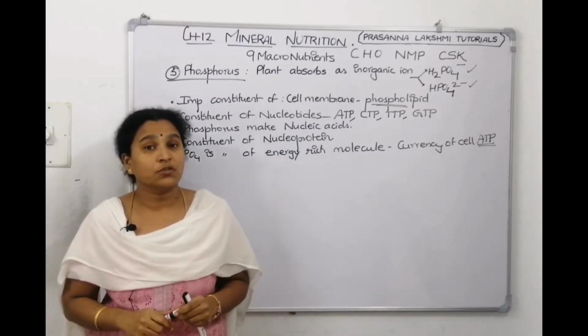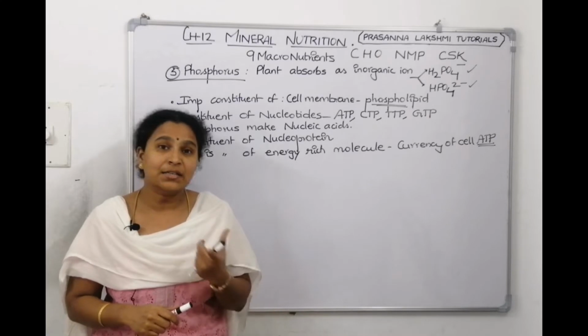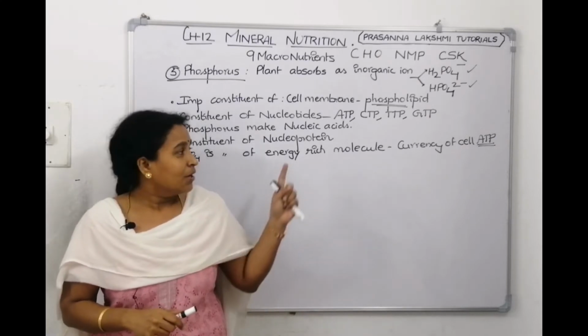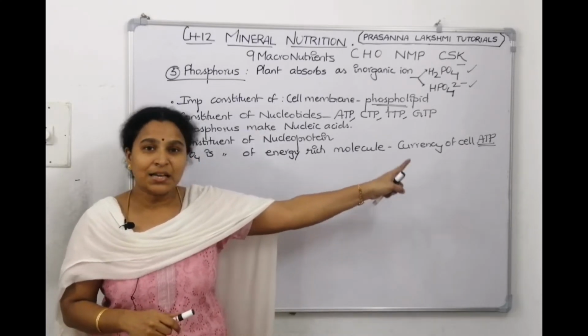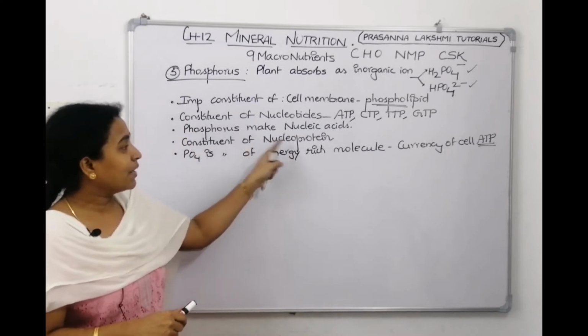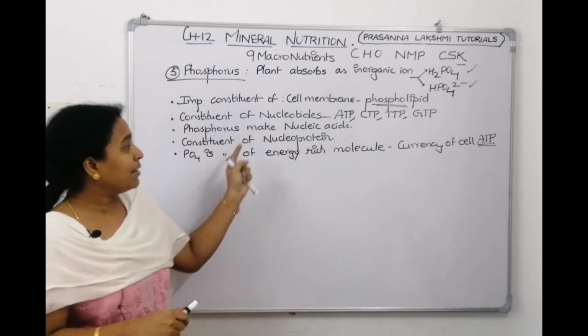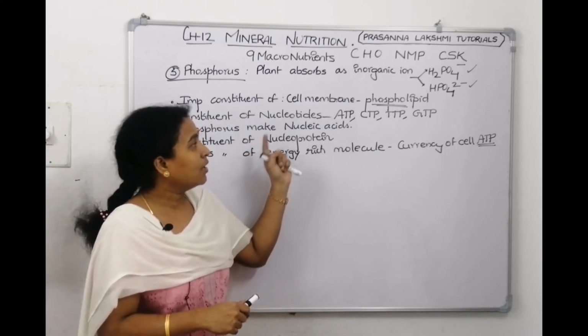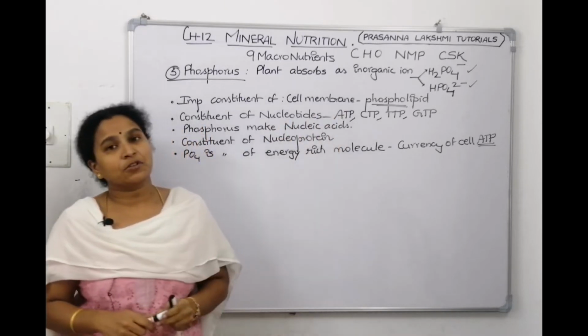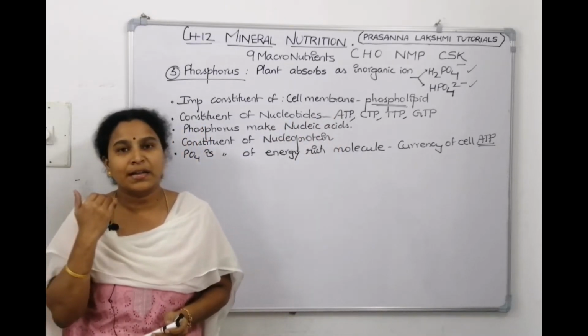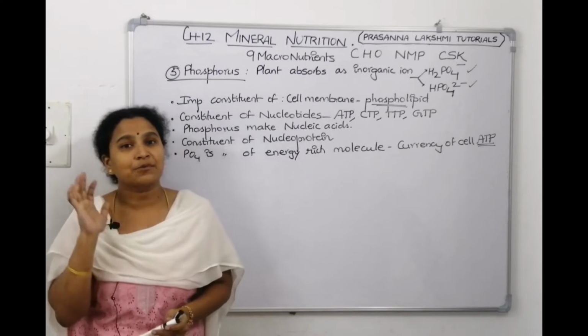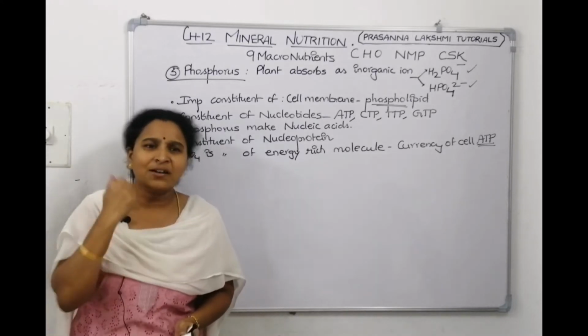So we understood that phosphate is very important. Without currency, cell cannot do anything. So in making currency, phosphate is involved. In making nucleoprotein, phosphate is involved. In making nucleic acids, it is involved. In making cell membrane phospholipids, it is involved. So it is very important. That is why plant absorbs phosphorus in more concentrations.